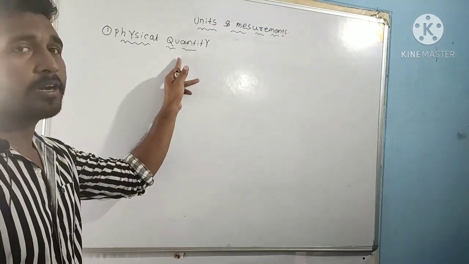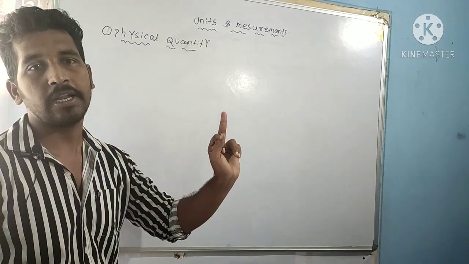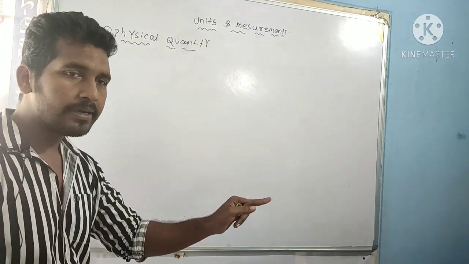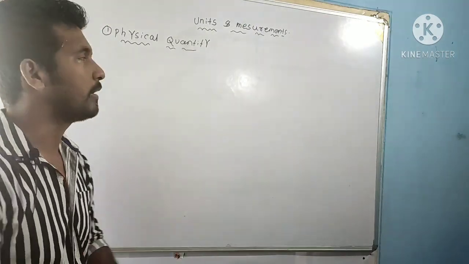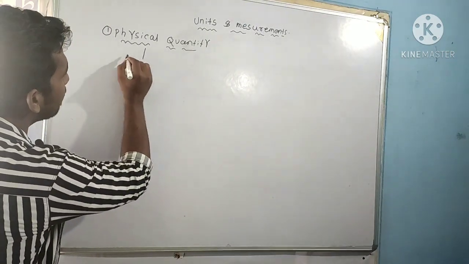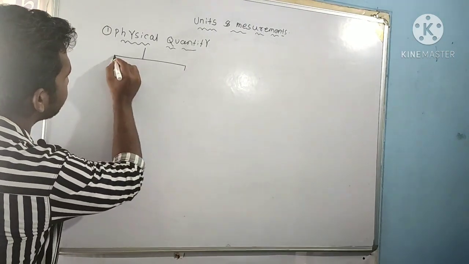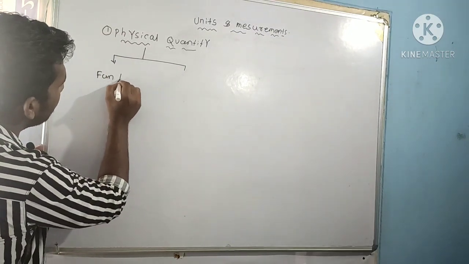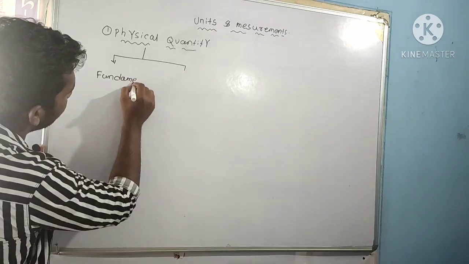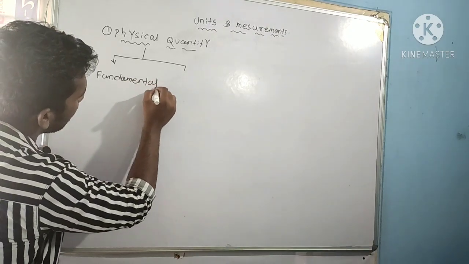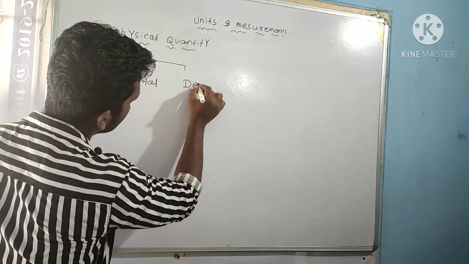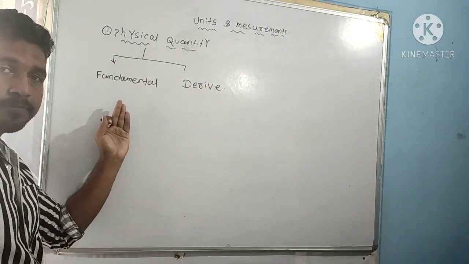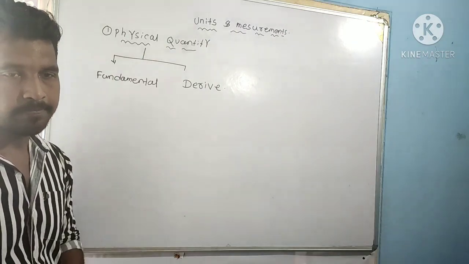Then we divide physical quantity into two parts. One is fundamental quantity, another is derived quantity. So physical quantity is of two types. One is fundamental, another is derived.